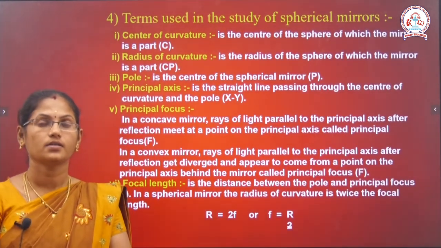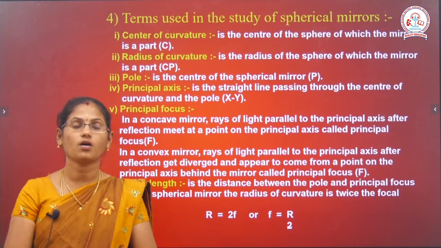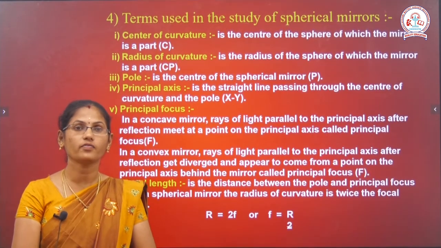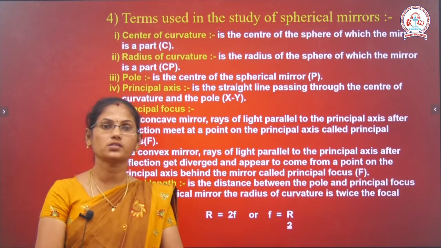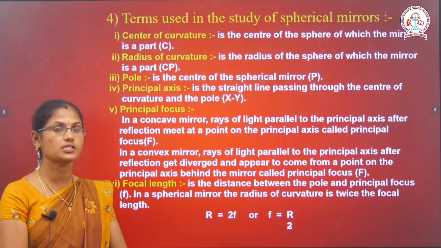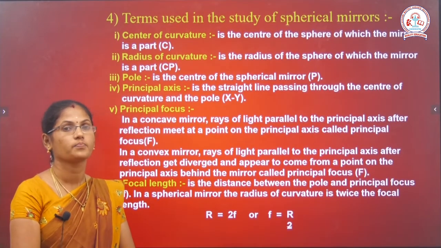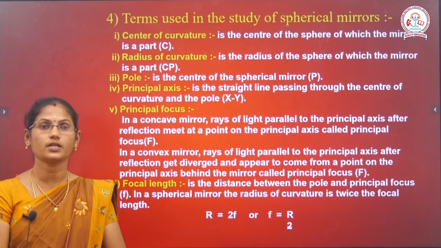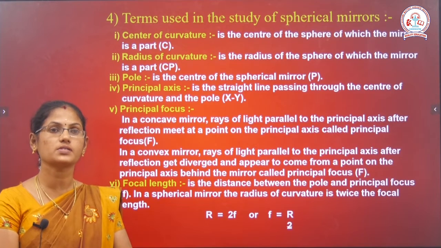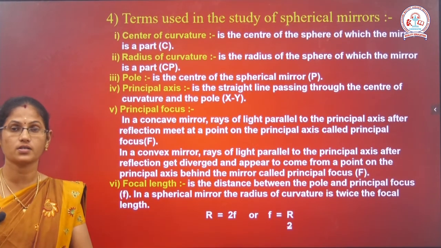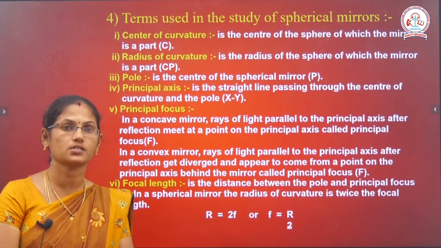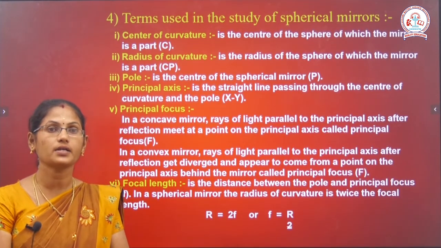And next, some basic terms we study in the spherical mirror. What are the basic terms? Center of curvature, radius of curvature, pole, principal axis, principal focus, and the last one is focal length. First, what is meant by center of curvature? The center of curvature is the center of the sphere of which the mirror is a part. It is denoted as capital C.